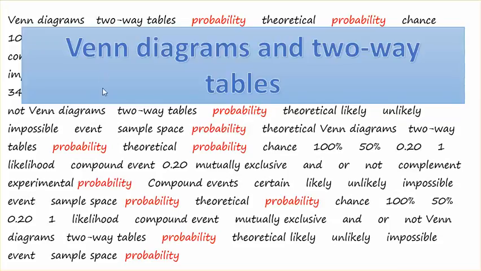Hello Year 7. Today we're looking at a subtopic of probability called Venn diagrams and two-way tables.